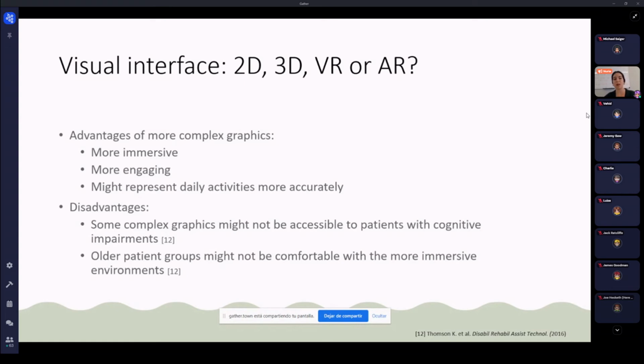However, some of these more complex graphics can have some disadvantages. First, they might not be accessible to all patients with some cognitive impairments, and also some older patient groups might not be comfortable with the more immersive environments.